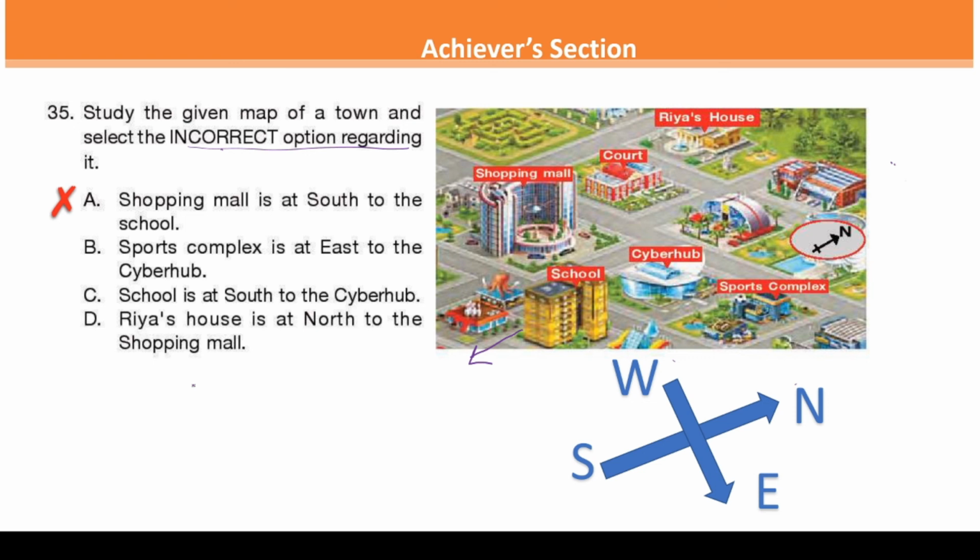Let's check if others are correct. Sports complex is east to cyber hub. This is the cyber hub. East is this side. So sports complex is correctly placed. School is at south to cyber hub. Again, this is cyber hub. This is the south. School is correctly placed. Riya's house is at north to shopping mall. This is the shopping mall. This is the north direction. And this is Riya's house. So D is also right. So only A is the incorrect option.